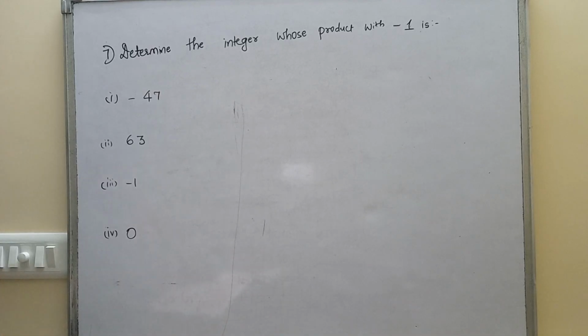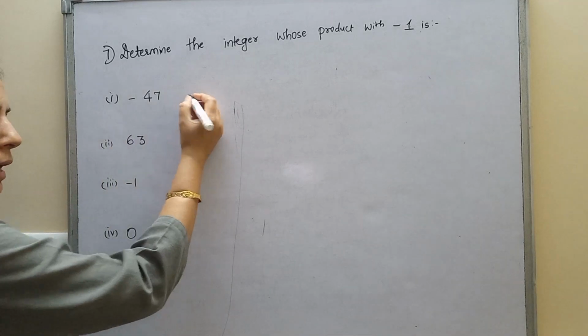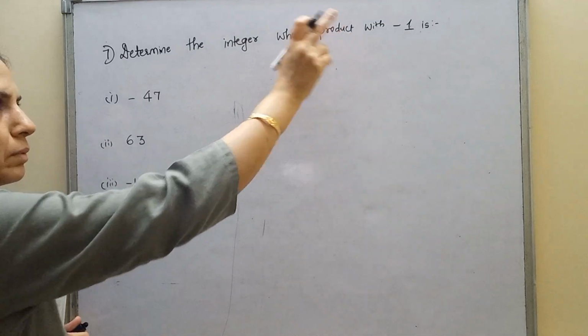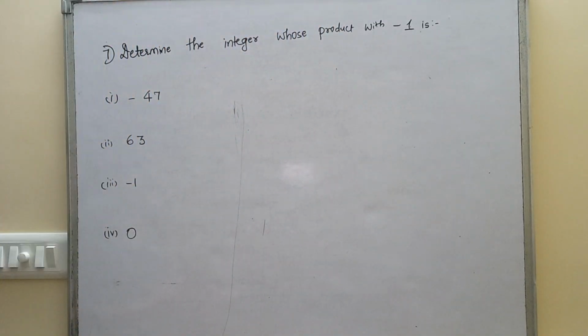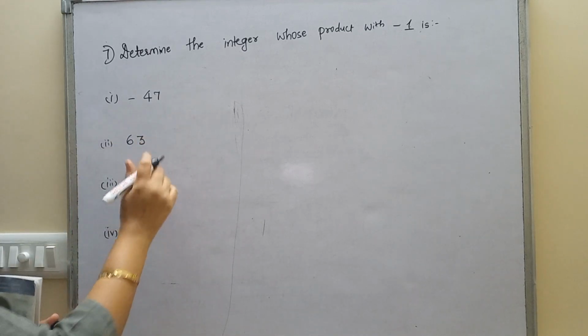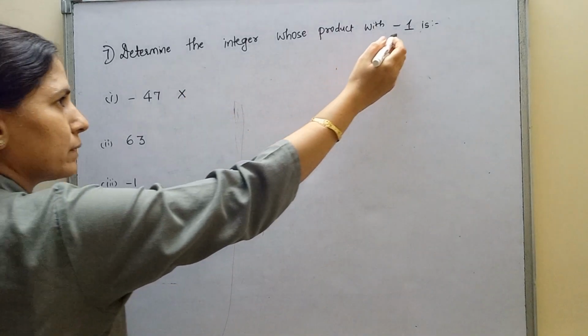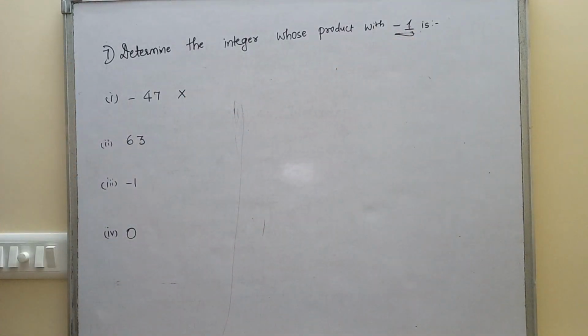Next question is question number 7. Determine the integer whose product with minus 1 is this. That means you have to find a number multiplying by which you get the number minus 1. The question seems to be quite tricky, but its solution is very simple. You have to simply multiply it with some number so that you get this minus 1.